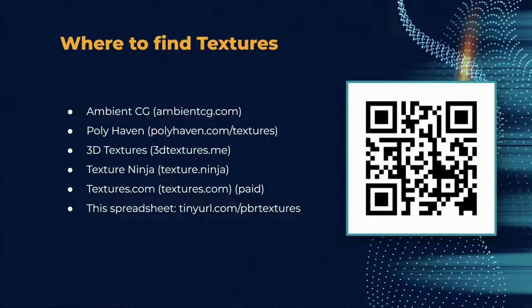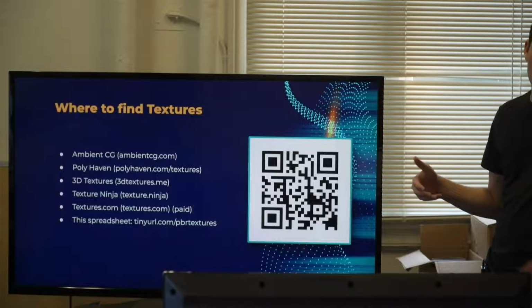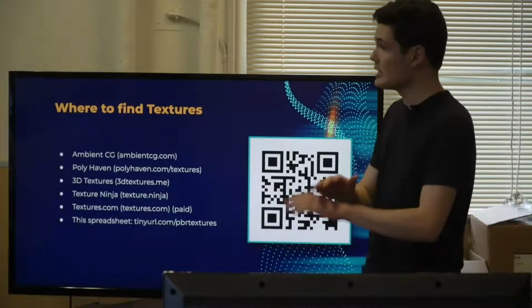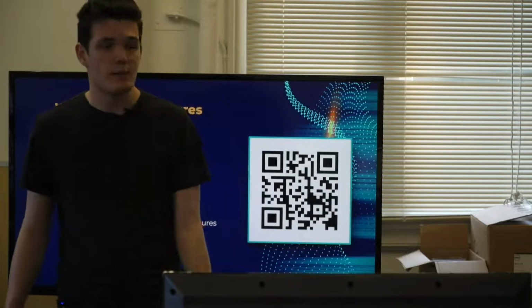And then Texture Ninja, they just have one image textures. They don't have the whole normal and roughness maps, but you can fake it sometimes with those. And then textures.com is a paid resource, but it has a whole bunch of textures as well. And then there's a spreadsheet that I unfortunately cannot take credit for making that has a whole bunch more free texture resources. So there's a lot of them out there because once you know how to do them, it's really fast to make more of them.